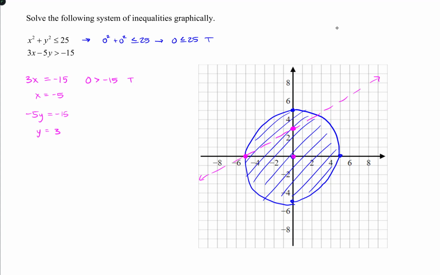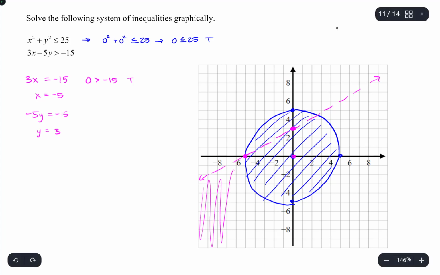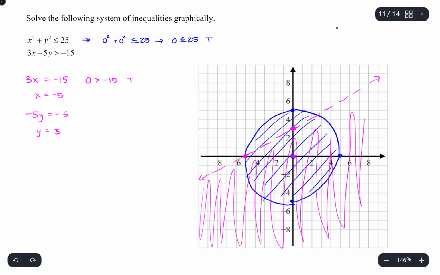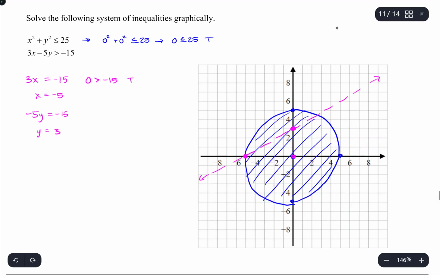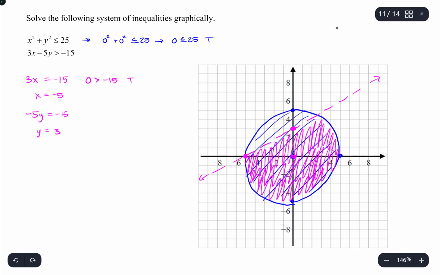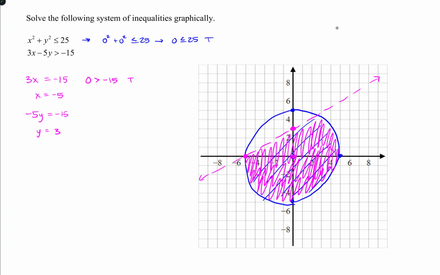And that is a true statement. So that means I'm going to shade the side of the line that contains the origin. So it would be all of this region down here. But the solution to the system is just the part that's going to intersect with the region that was the solution for the circle, which is the part that's inside here but below the line. So these parts up here aren't solutions to the system, it's just this that I've shaded.